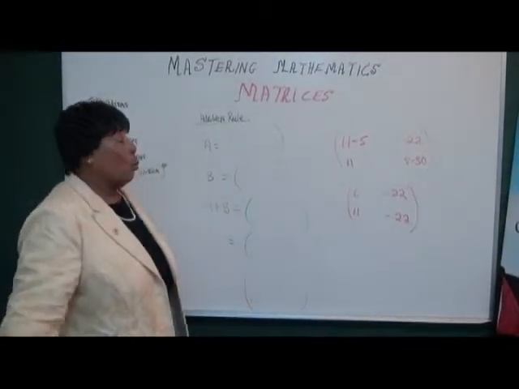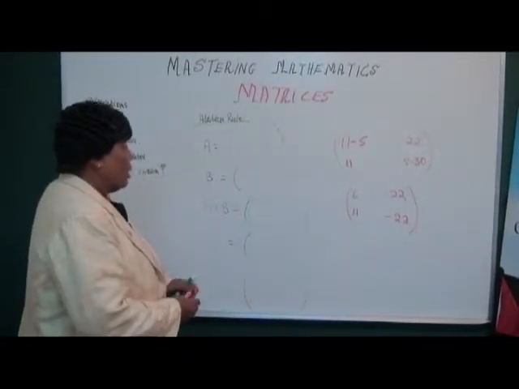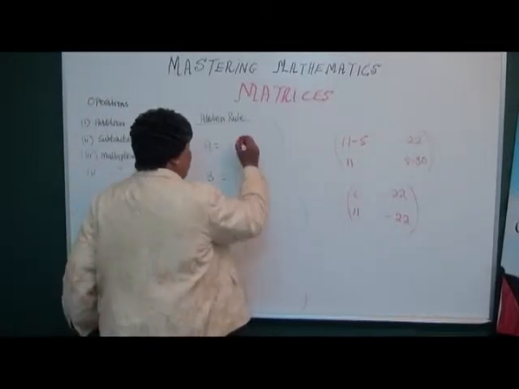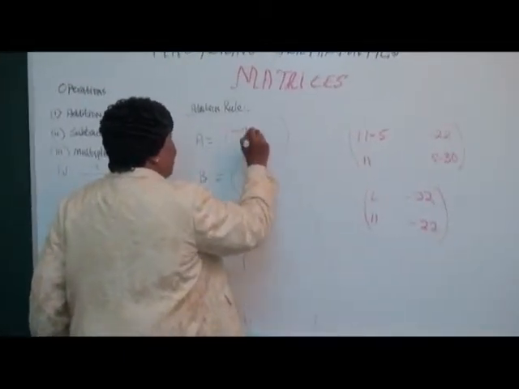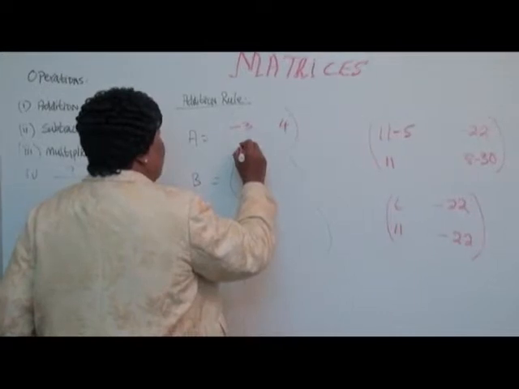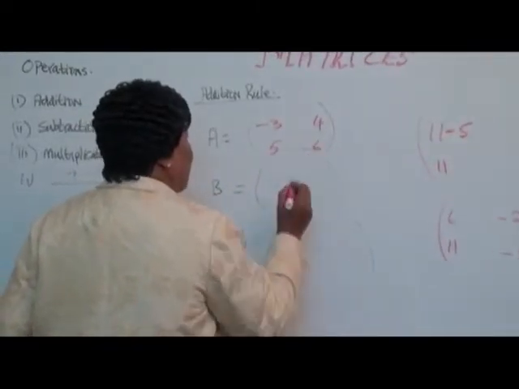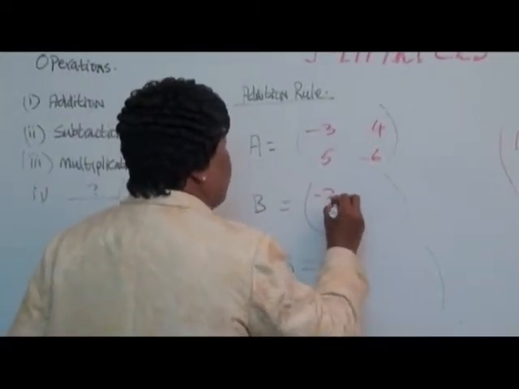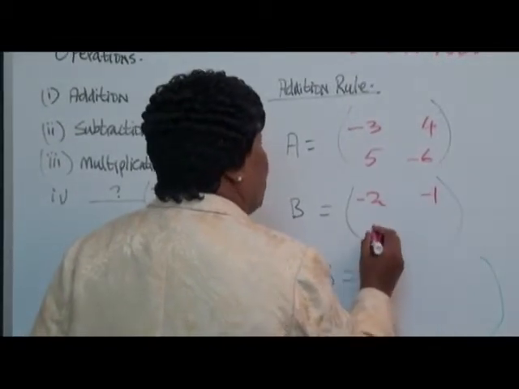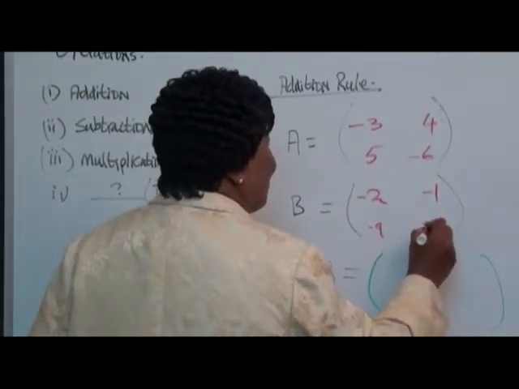All right? We just want you to know that anything like this should not give you any problem. So negative 4, 4, we have 5, and you have negative 6, and you have negative 2, we have negative 1, we have negative 9 and 7.